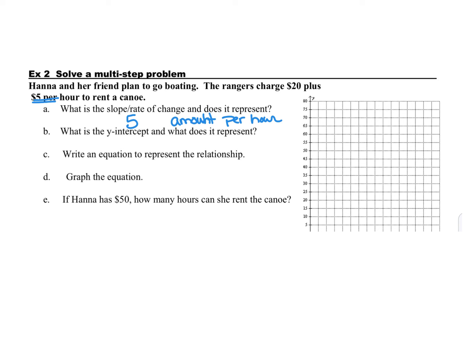What does the y-intercept represent? Well, the y-intercept is the 20. That was $5. This was the $20. And it's the first charge, the initial charge, or initial cost. And we can only pay that one time. All right, write an equation to represent this relationship. So I'd have y is equal to, well, I know I'm just going to pay $20 right away, and then from there I'm going to pay $5 for every 1 hour.